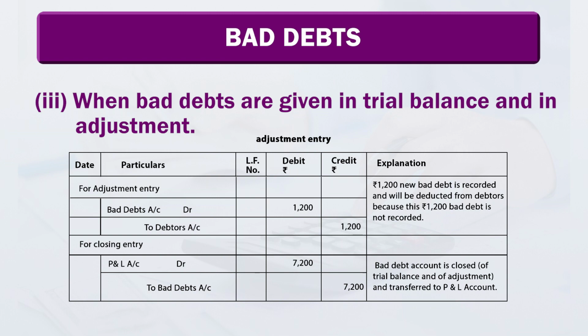In the closing entry, profit and loss account will be debited by 7,200 and bad debts account will be closed by 7,200, because we are having old bad debts of 6,000 plus new bad debts of 1,200 rupees. So, total bad debt will be 7,200 rupees.